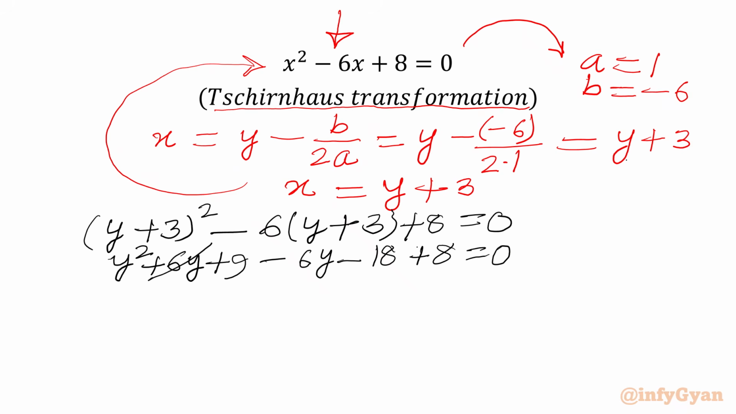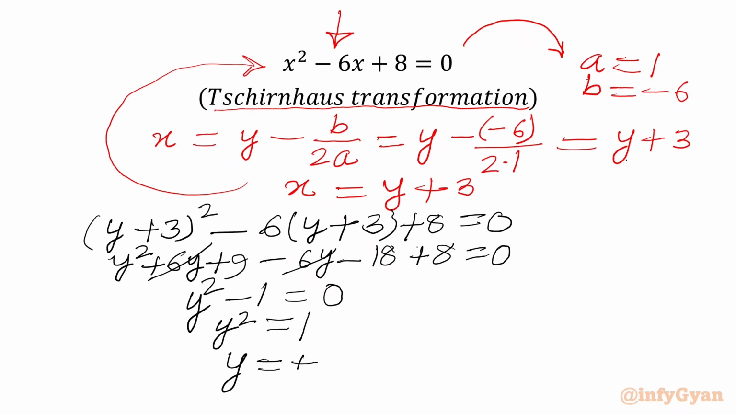We'll cancel plus 6y minus 6y. So there won't be term with y. We will get term y square only. And then we'll get constant: 9 plus 8 is 17, minus 18 is minus 1, equal to 0. Which will give us y square equal to 1. After taking a square root both sides, we'll get y equal to plus minus 1.